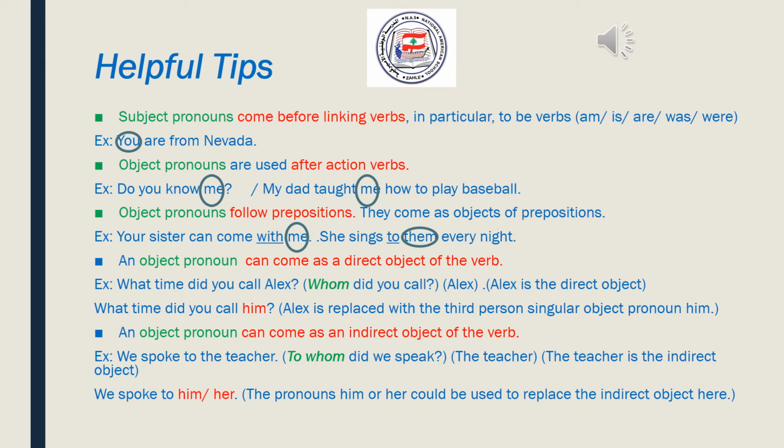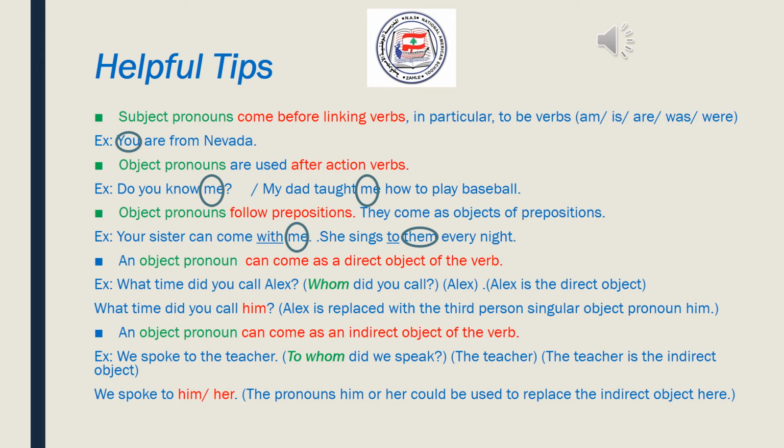Here are some helpful tips. Subject pronouns come before linking verbs, in particular to be verbs, like am, is, are, was, and were. Example, you are from Nevada. You is a subject pronoun that came before the linking verb, which is verb be.